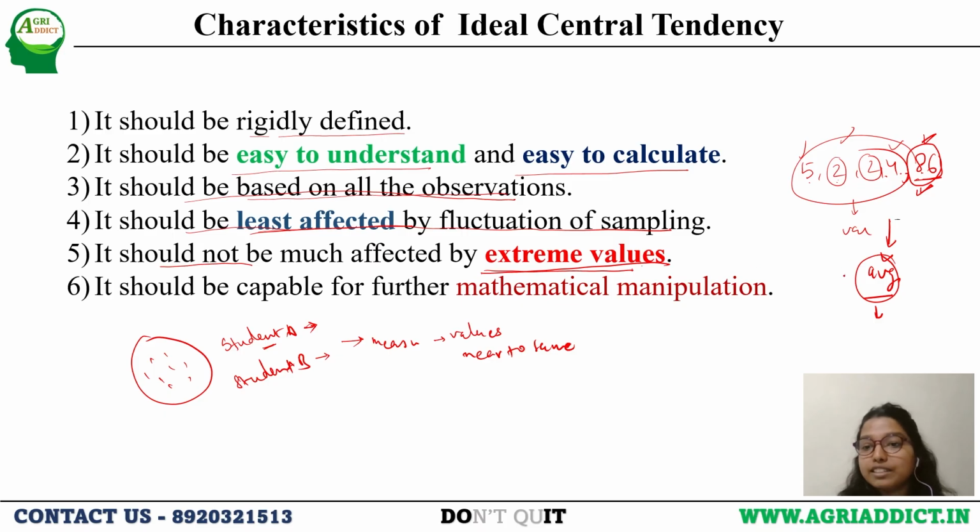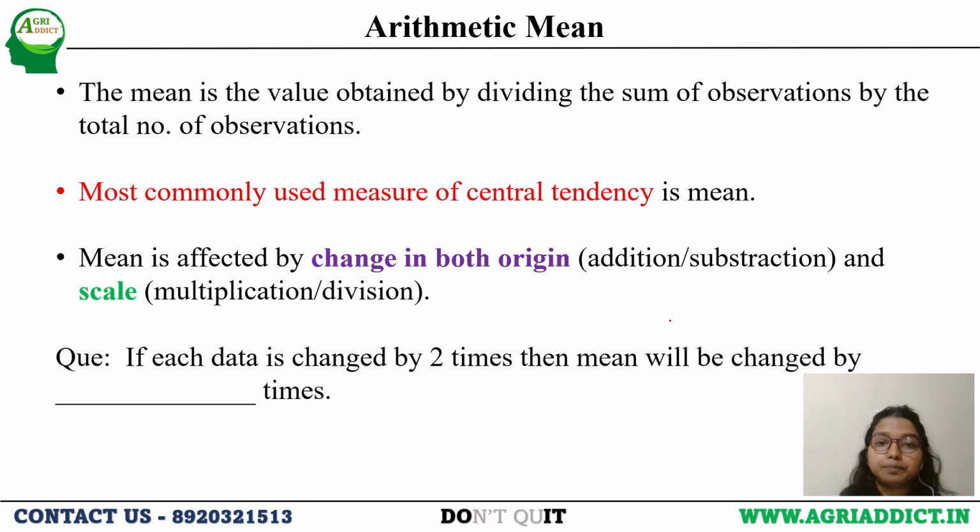The value of this average should not shift if there are some extreme values in the data. Okay, it should be capable of further mathematical manipulation. This is the sixth point. You should remember all the 6 points. It can be asked, and as I said earlier, it can be asked as statements, which of the following statements are incorrect or correct about the characteristics of ideal central tendency. Okay, let's move to the next slide.